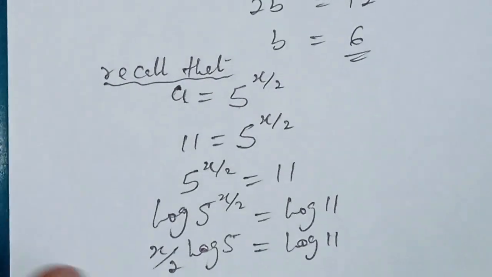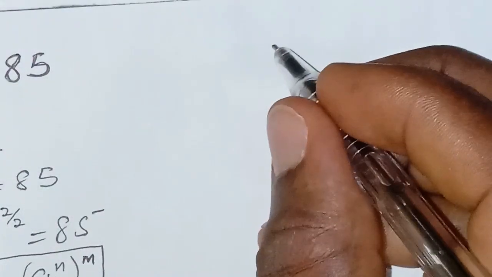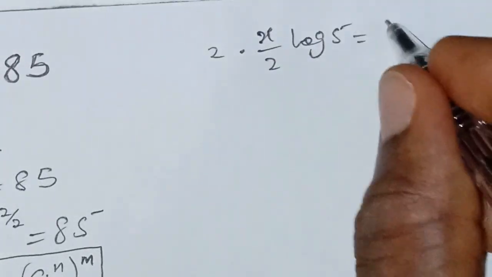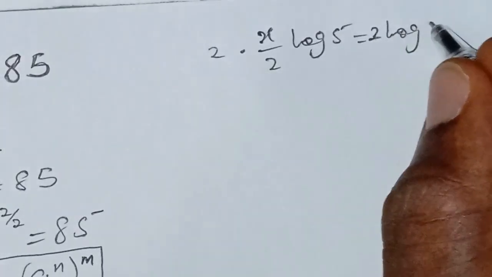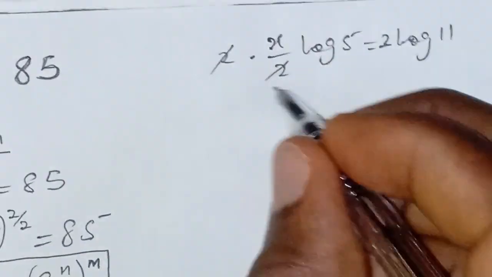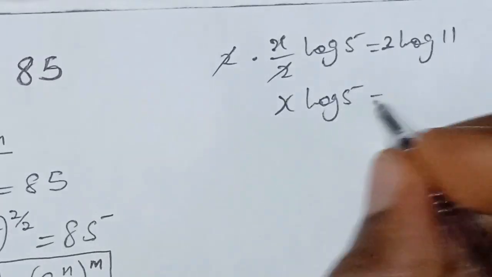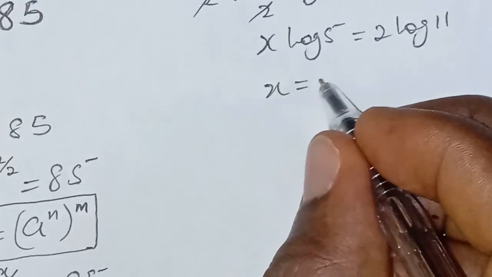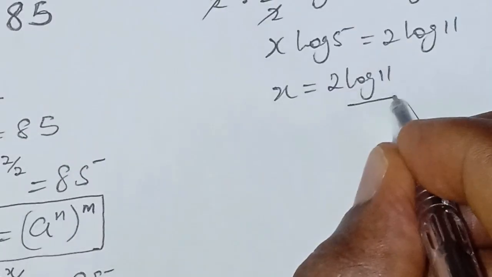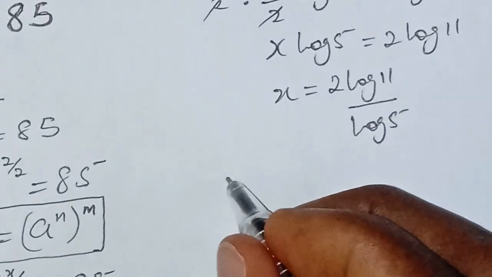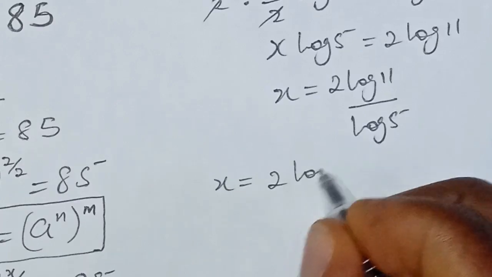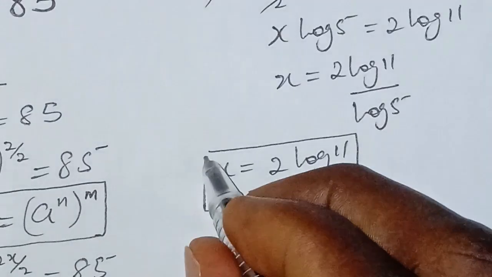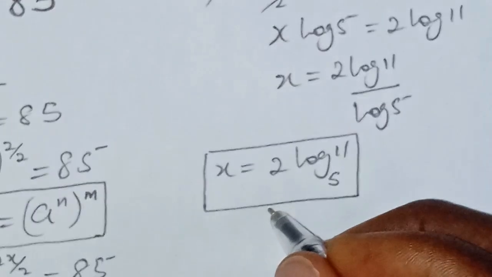So from here, the next step becomes we multiply both sides by 2. So we have x over 2 multiplied by 2 log of 5 equal to 2 log of 11. Now this 2 cancels out this 2. We have x log of 5 equal to 2 log of 11. We divide both sides by log of 5. We have x equal to 2 log of 11 over log of 5, which can simply be written as 2 log of 11 base 5. So this is our value of x when we have a equal to 11.